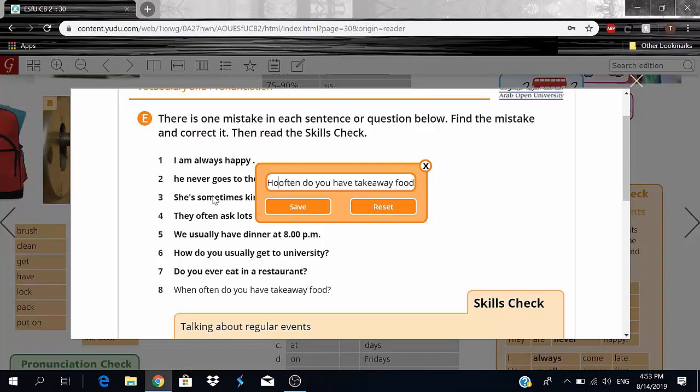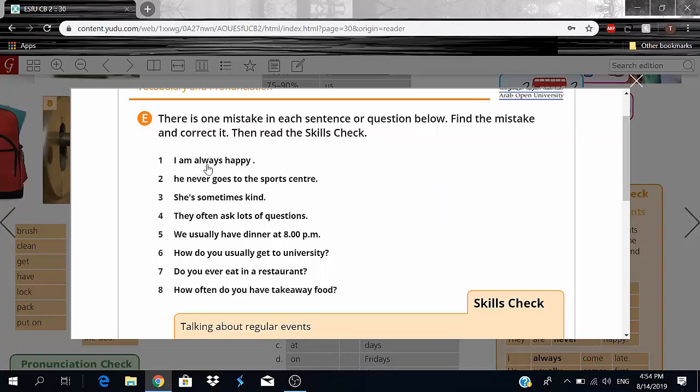So the difference here is actually the question word. Okay, so instead of using when, we're gonna say how. So how often do you have takeaway food? So the problem here was not actually the frequency adverb, but the question word. Okay, you guys? So I'm always happy.